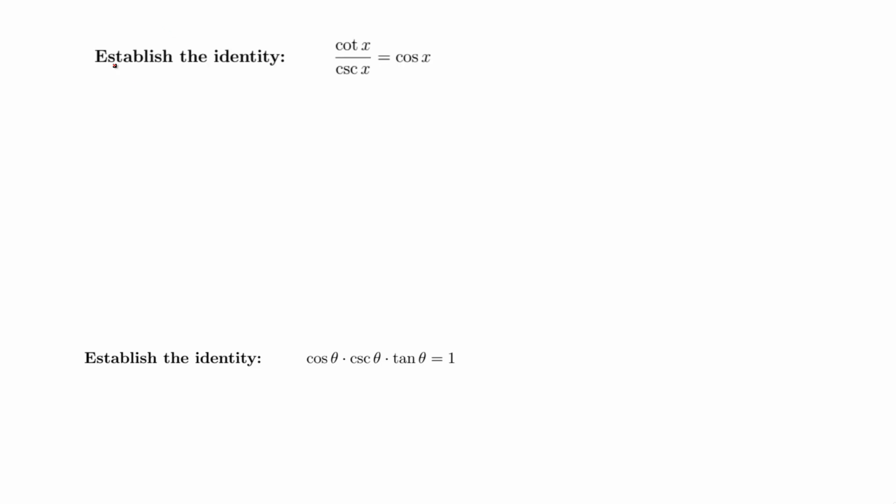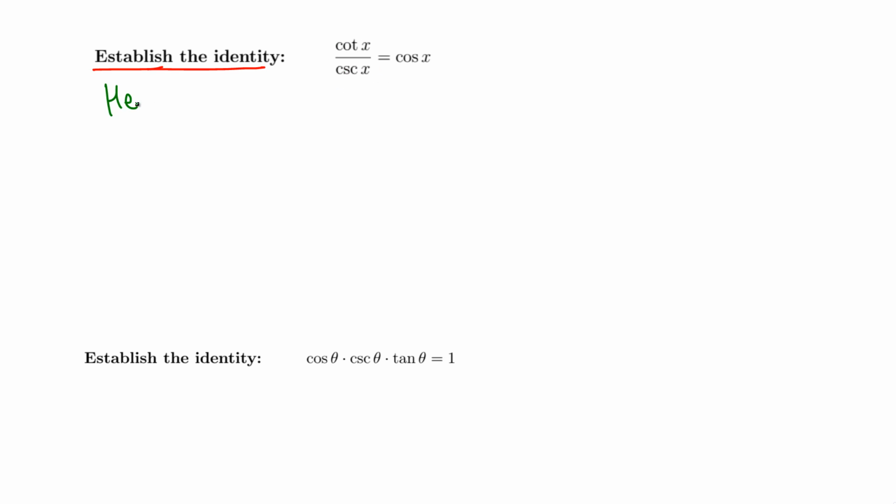Establish the identity. So here we got cotangent x over cosecant x on the left hand side. We need to show this is the same as cosine x. Okay, so we start from the left hand side.